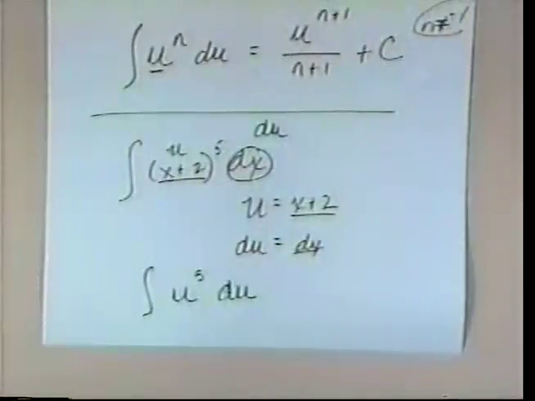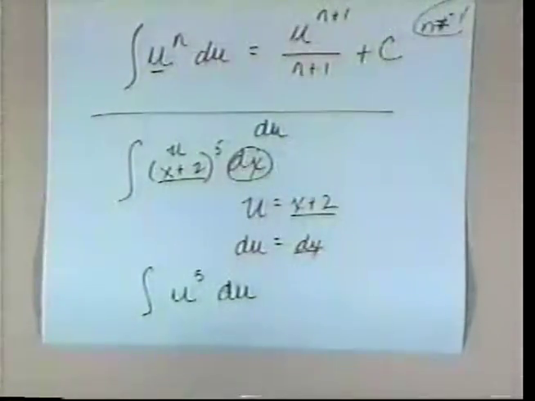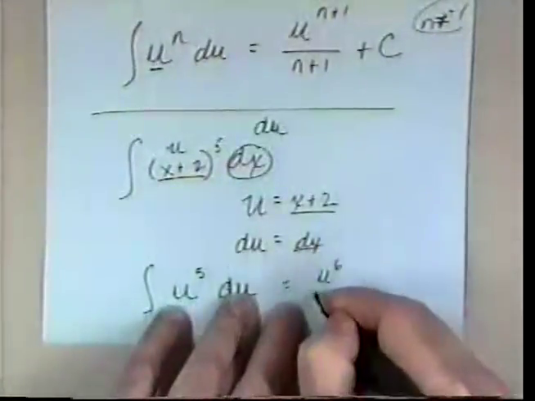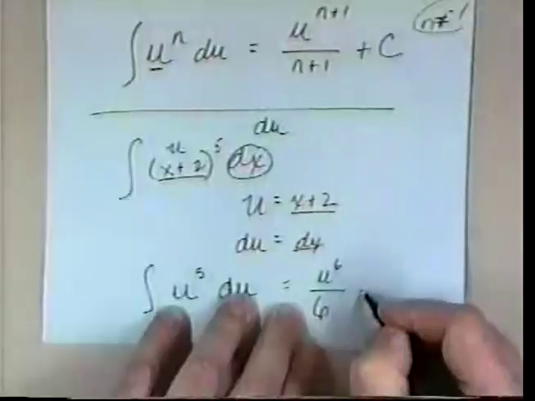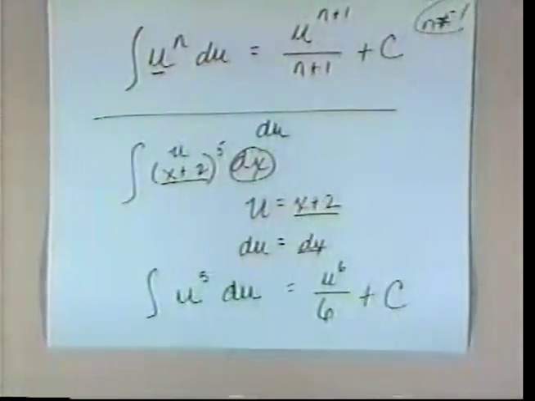You've got something that's nasty, all mixed up, and you want to turn it into a nice little polynomial type function that you can take the antiderivative of. Well, what is the antiderivative of that? Well, that would be u to the 6th over 6 plus your constant.